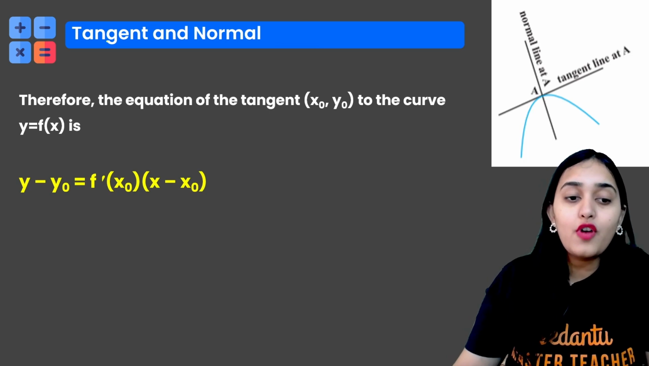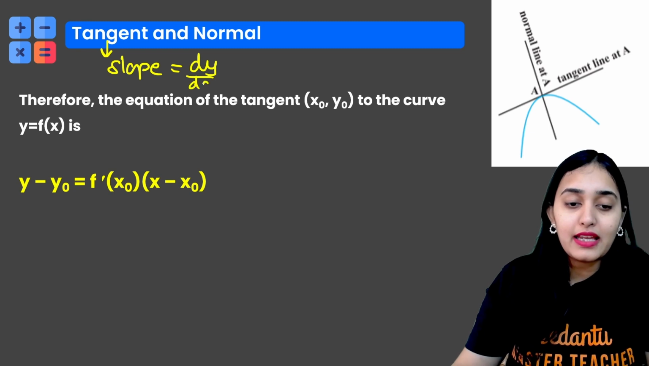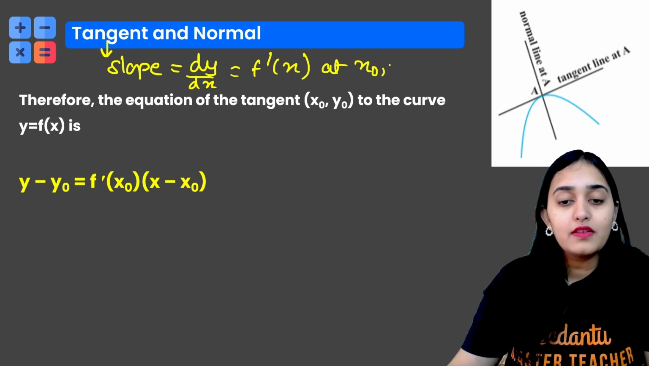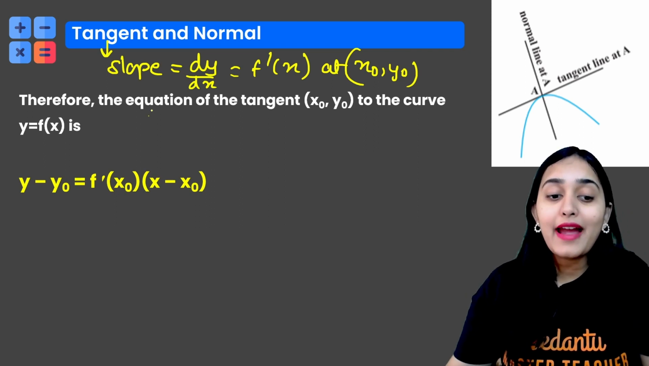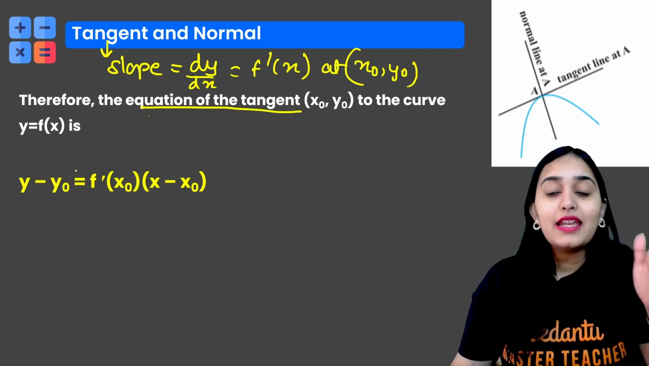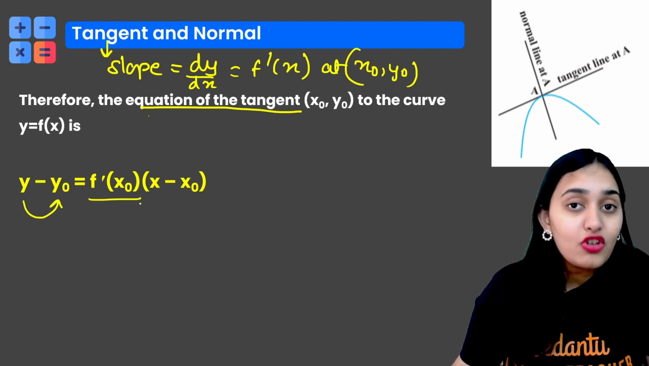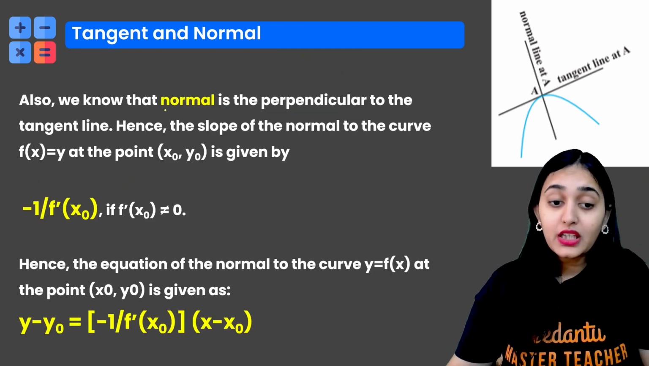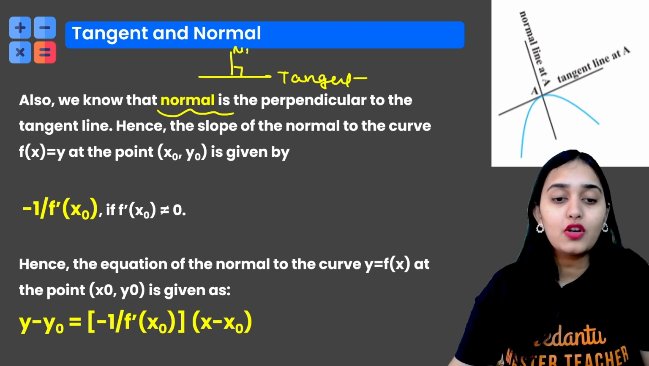So basically, for a tangent, slope is dy by dx, that is f dash of x at x naught y naught, whatever the points are given. Okay, so how you will write equation of the tangent? Equation of the tangent will be y minus y naught is equal to f dash of x into x minus x naught. Similarly, if you want to find out normal, now normal is what? It is perpendicular to tangent. If this is your tangent, this is your normal.